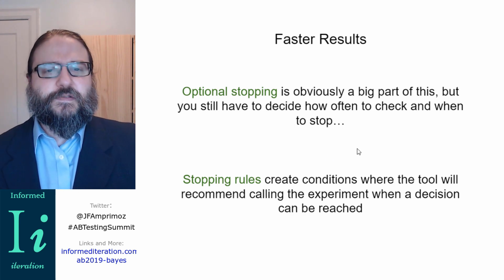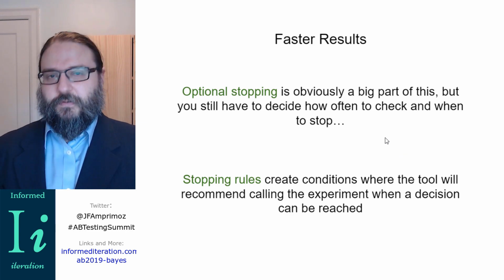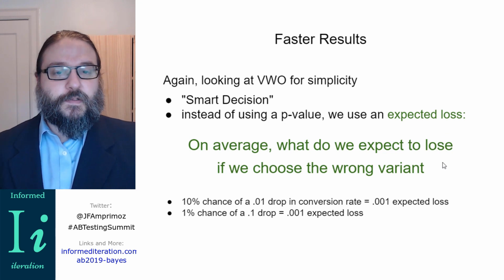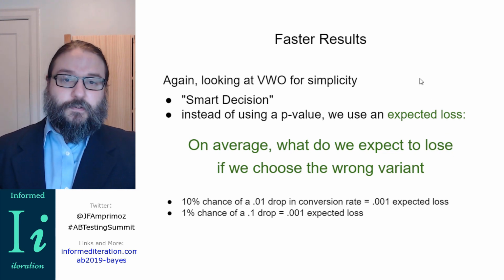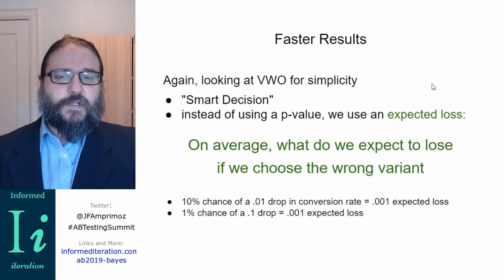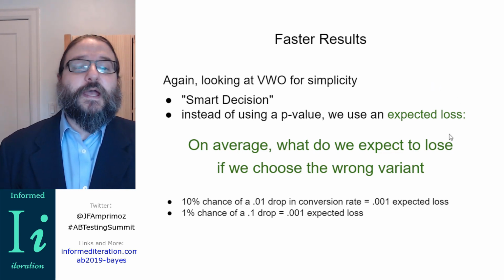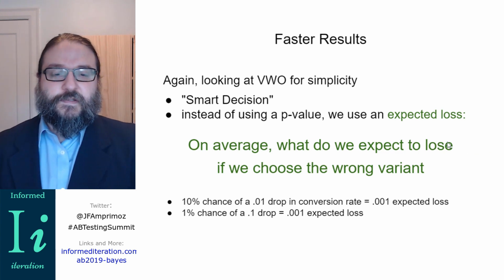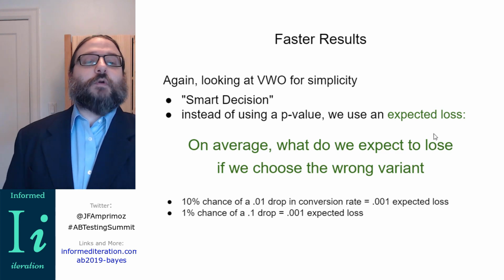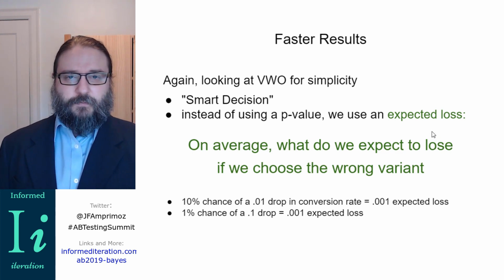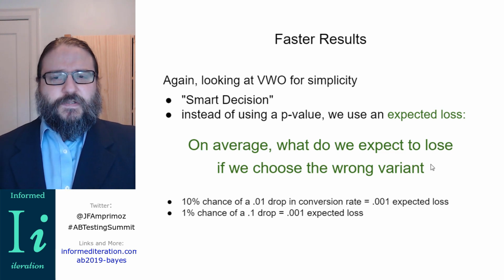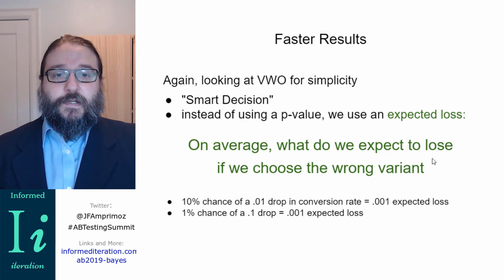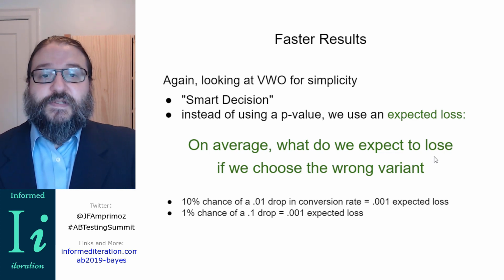There's another area around stopping rules, which is they identify certain circumstances where they recommend that you can call the experiment at that point. So looking at the VWO system, again for simplicity, they use something called a smart decision feature. So instead of looking at a p-value, they look at something called an expected loss. And what that is essentially is, on average, what do we expect to lose if we choose the wrong variant?